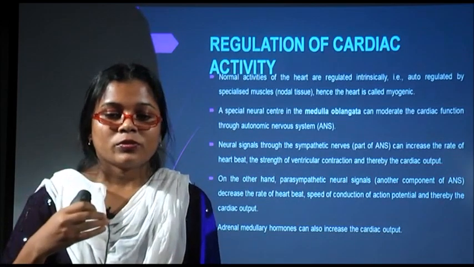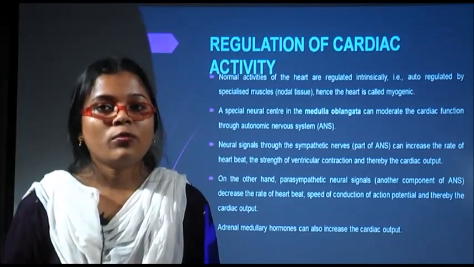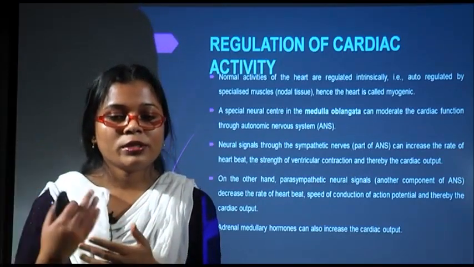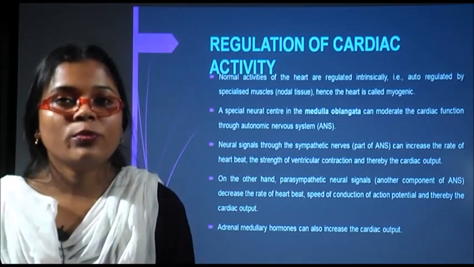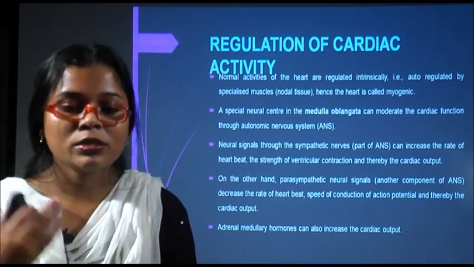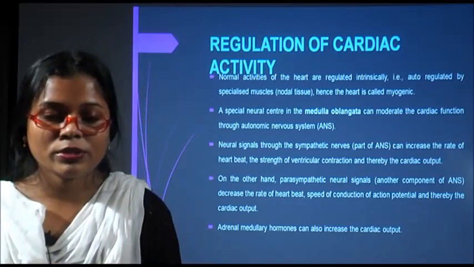That is present in your medulla oblongata, present in your brain. It can moderate the cardiac function through the autonomic nervous system.